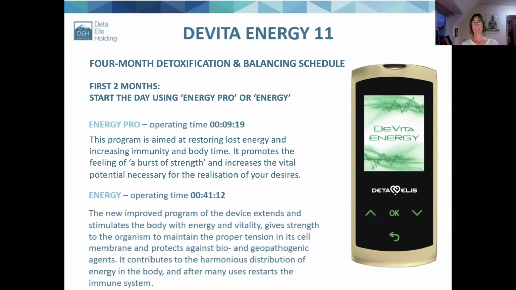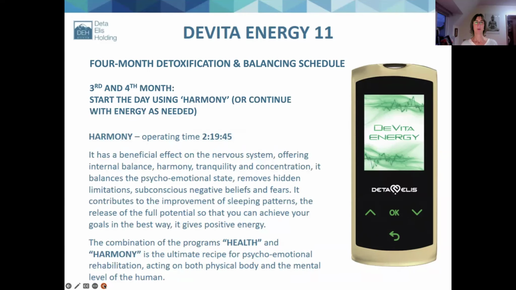A shorter one called Energy Pro gives your cells a quick boost of energy, and a 41-minute one is a more gentle, ongoing, supportive stimulation of energy. And I find that really bump starts the immune system and gets it working well.